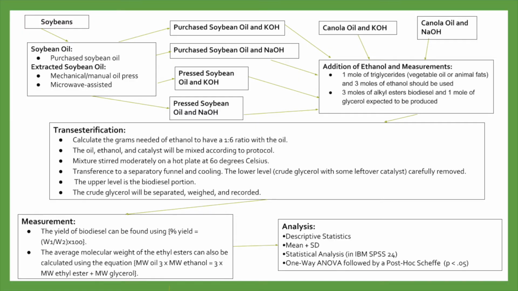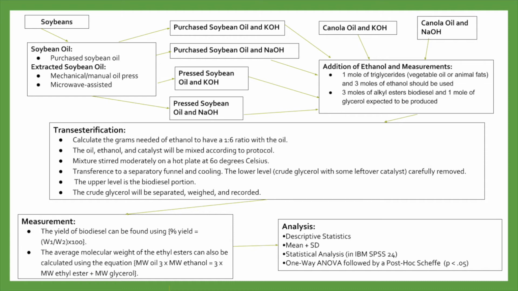In this proposed study, soybean oil will be purchased from a local supermarket. Organic soybeans will also be purchased for oil extraction. Two different methods will be used. A manual mechanical oil press and microwave extraction will be performed, and these two methods and their biodiesel yields will be compared. The optimal ratio of alcohol and oil with two different catalysts, sodium hydroxide and potassium hydroxide, will be tested.